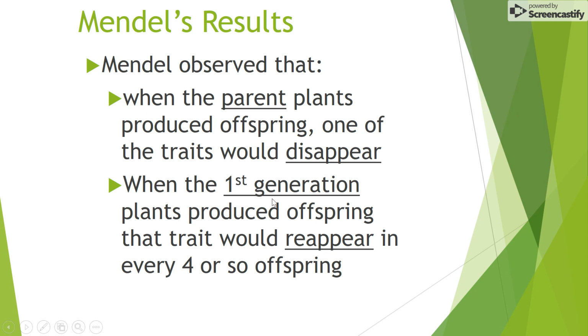However, then we would take that first generation, self-pollinate them, then we would see that white trait or that white flower reappear in every 4 offspring or so. Again, for every 3 purple flowers, we would have 1 white flower.